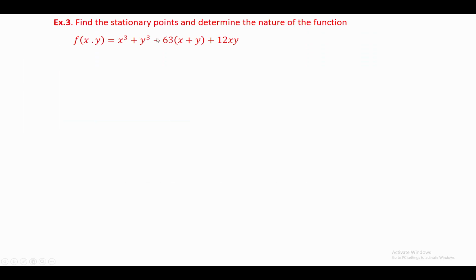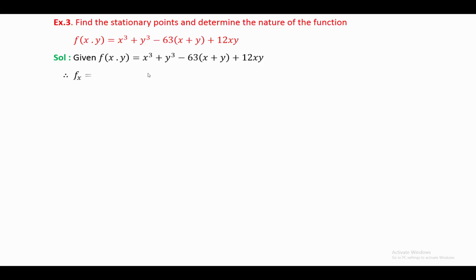Example number 3. Find the stationary points and determine the nature of the function f of xy equal to x cube plus y cube minus 63 into bracket x plus y plus 12xy. Solution. Given f of xy equal to x cube plus y cube minus 63 into bracket x plus y plus 12xy. Now first find out partial derivatives fx, fy, f double x, f of xy and f double y.